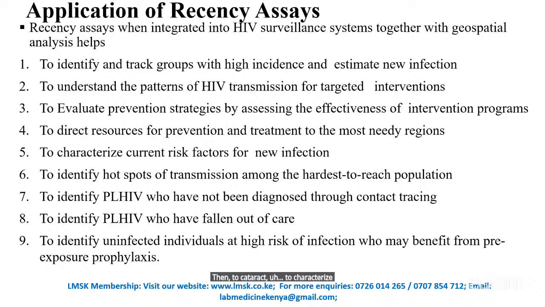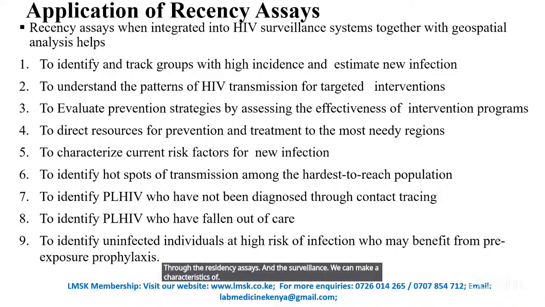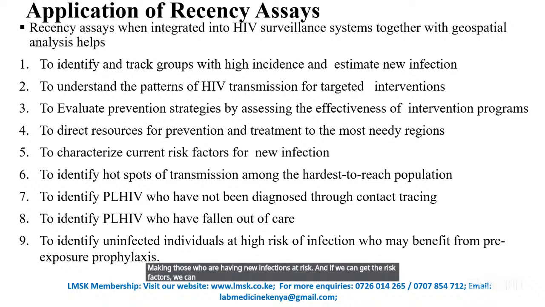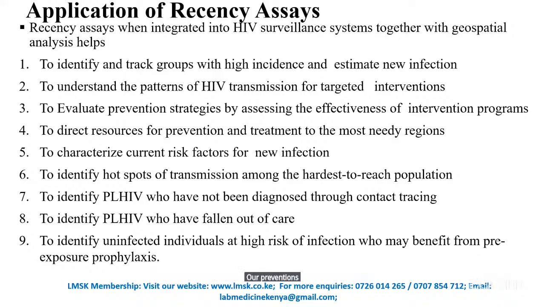Then to characterize current risk factors for new infection. Through the recency assays and the surveillance, we can characterize the current risks, or what are the current factors putting those with new infections at risk. And if we can get the risk factors, we can evaluate our prevention programs targeting those risk factors. Then to identify hotspots of transmission among the hardest to reach populations.